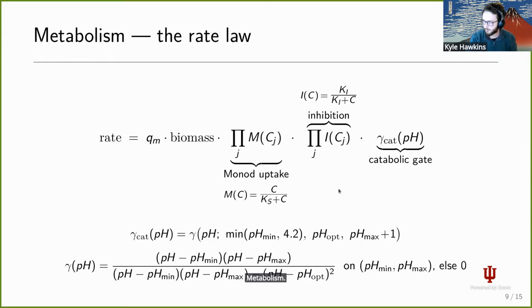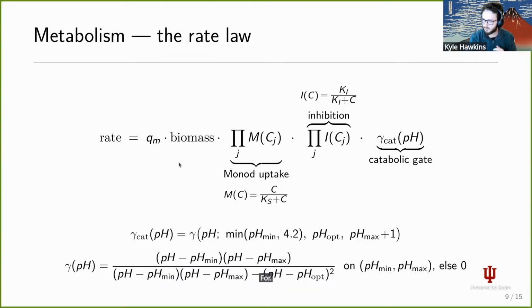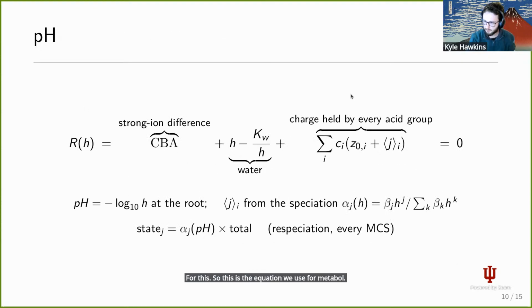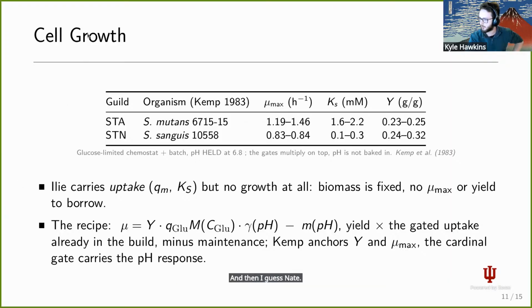Metabolism, these are the rate laws we used. We have different Monod terms, inhibition terms, and we have a pH term for this. So this is the equation we use for metabolism. pH, this is how we calculate it. Basically, we did a charge balance, and then setting the residual equal to 0, we were able to find the pH for each lattice site. And then I guess Nate wanted to talk about the growth part of this model.